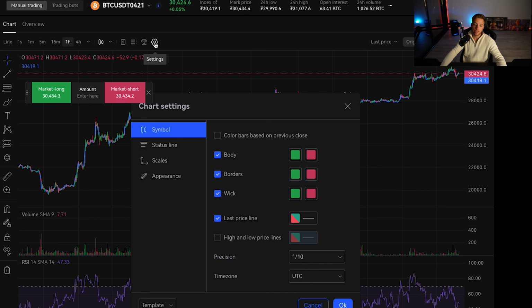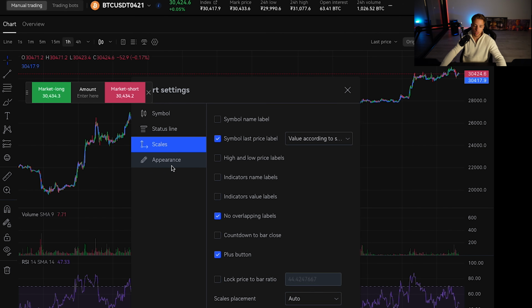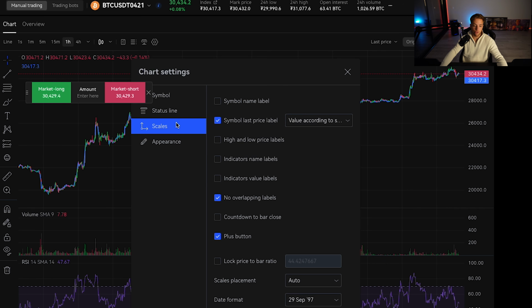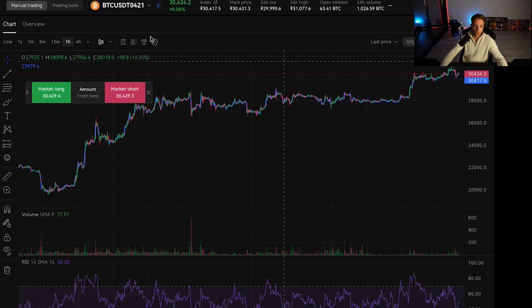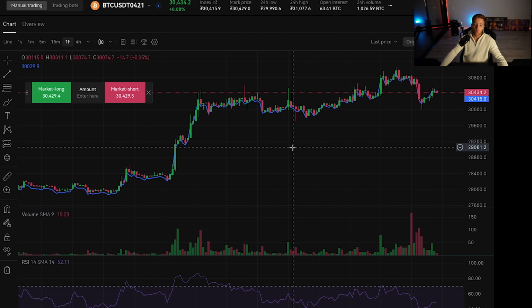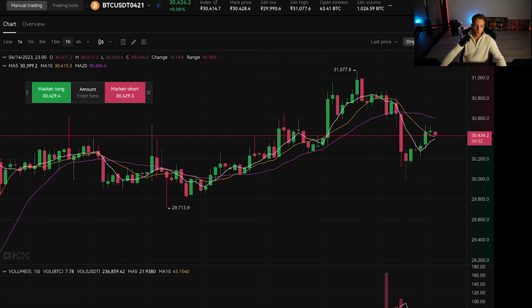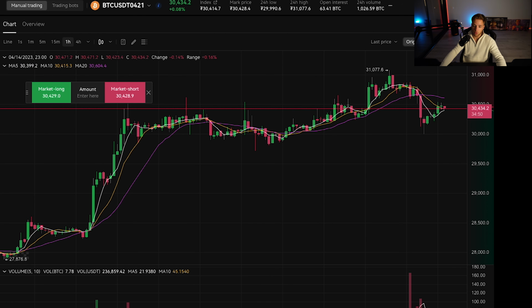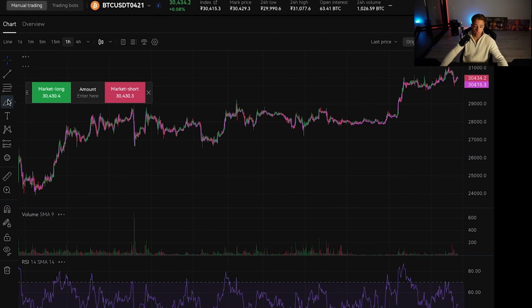Then you have different settings, so you can choose between colors. You can see the appearance, scale, status lines, etc. And now here are different tools as well from the TradingView. That's why I also like the TradingView, because look, on the overview you don't have these tools. Okay, so on the TradingView it's easier.